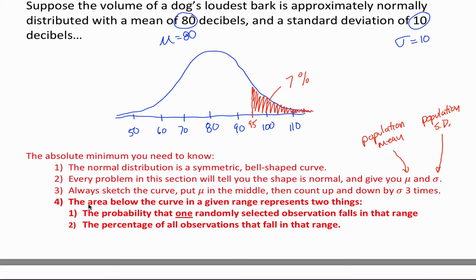And then fourth, this is boldface because this is the one thing that students tend to not get out of this section that they really end up needing for future sections, is how to interpret if an area is shaded. The area below the curve in a given range can represent two different things. The probability that one dog can bark this loud, offensive tackle weighs this much, whatever. Or the percentage of all dogs that bark that loud. Following that, that's everything you need. Sorry for making this first video a little bit long. I'll try to make future ones a little bit shorter.